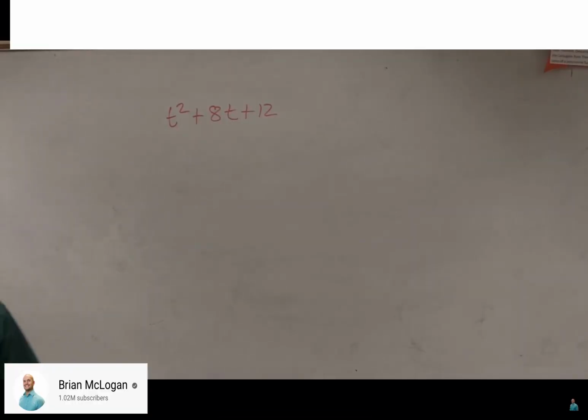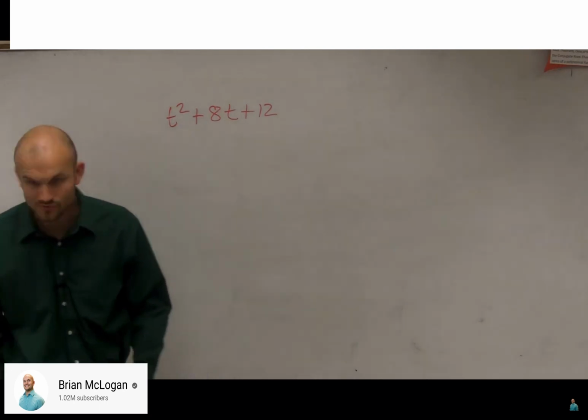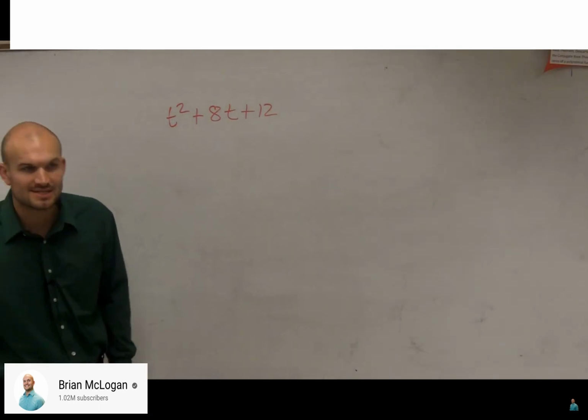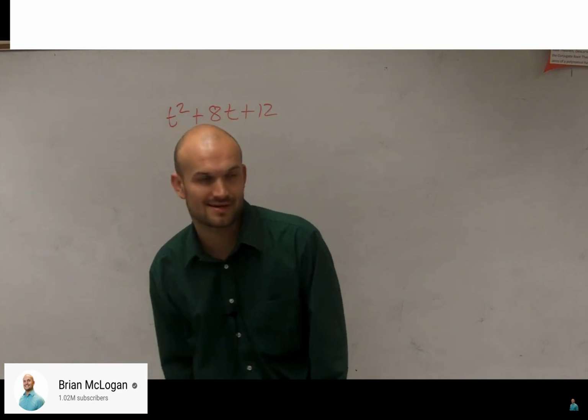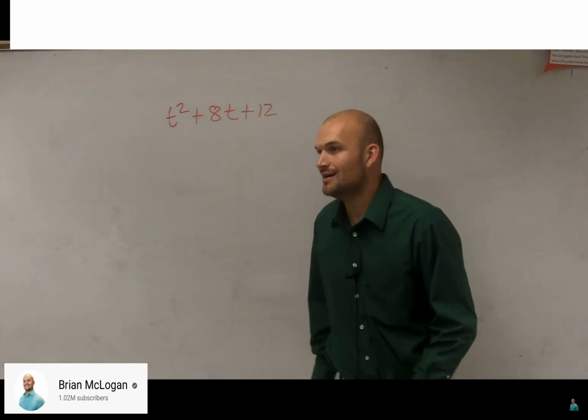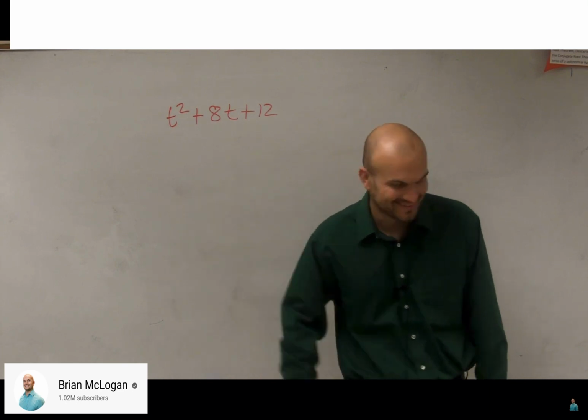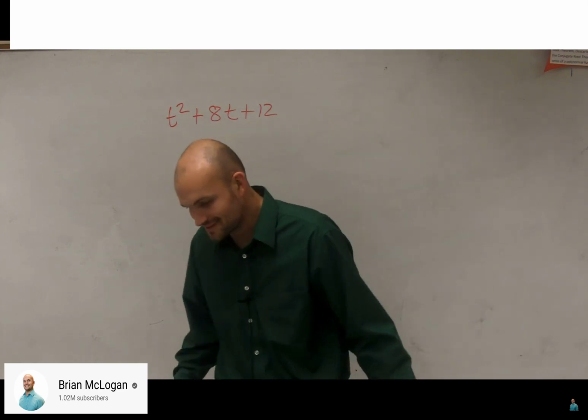Austin in the last row asked a great question. T squared plus 8t plus 12. The question asks, well, he didn't ask a question, so he knows it's not him. Huh? Yeah. All right. So Brian Austin Green, shut up.